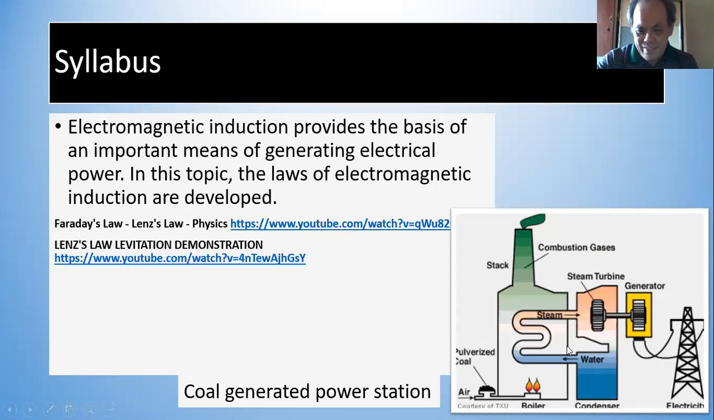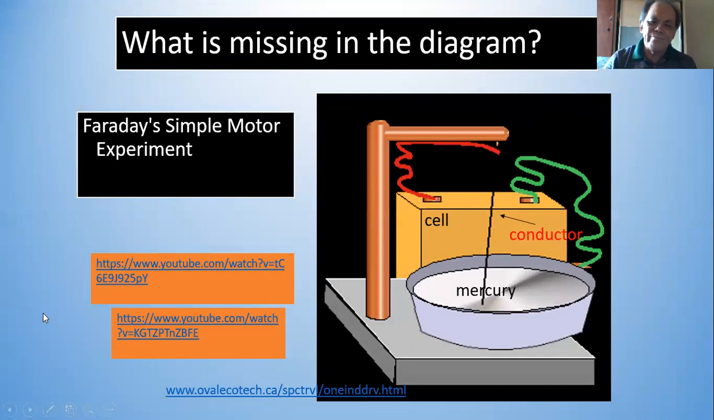Okay, so anyway, what is happening is the water heats up and becomes steam. Steam will cause the turbine to rotate, and that is where your generator is, and then electricity is produced. Okay, so that's roughly it. Anyone, what is missing here?